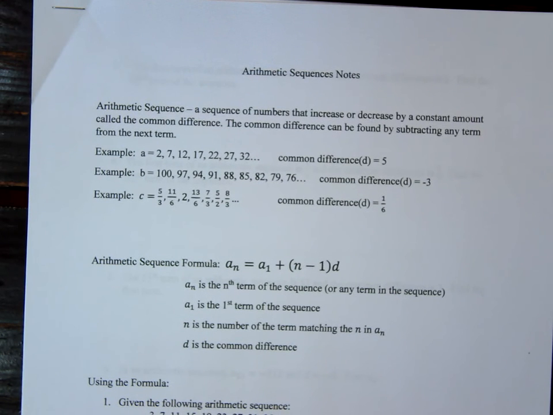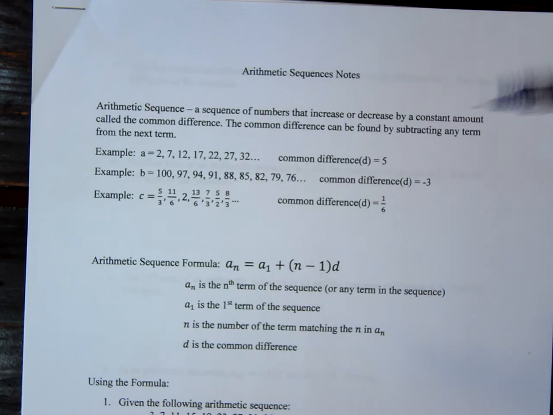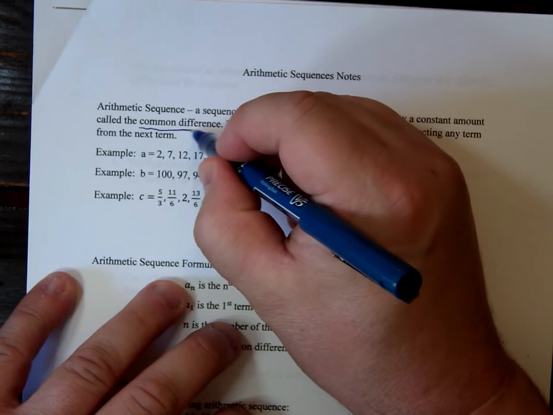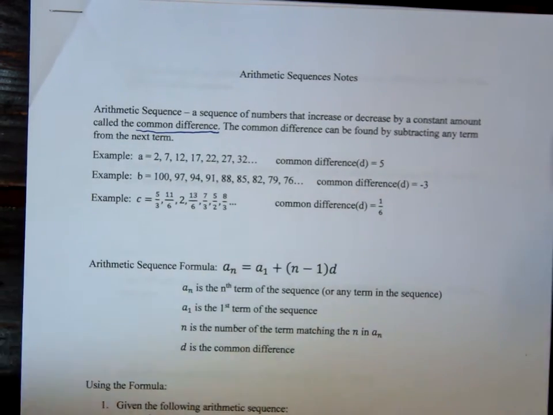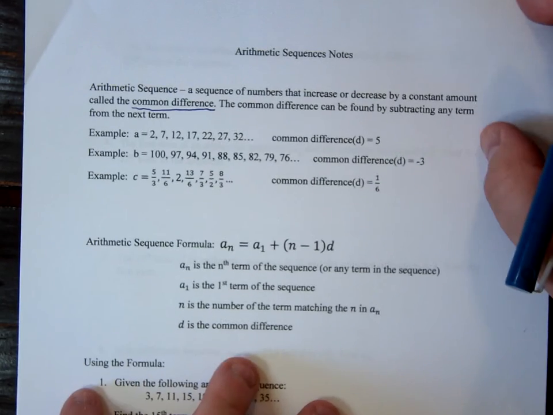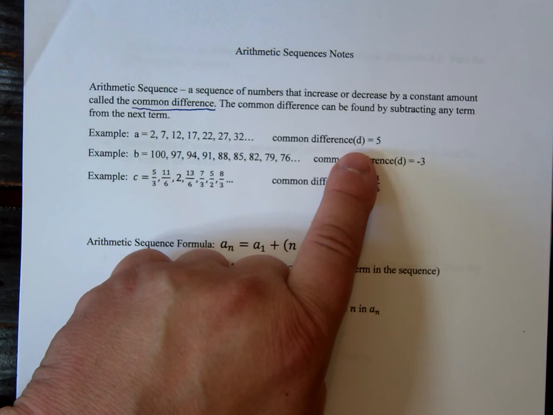An arithmetic sequence is just a pattern of numbers. Now, if it's arithmetic, then that pattern is either going to increase or decrease by a constant amount called the common difference. In other words, you're going to add or subtract the same number over and over and over to get the pattern. And that common difference is denoted by the letter d.